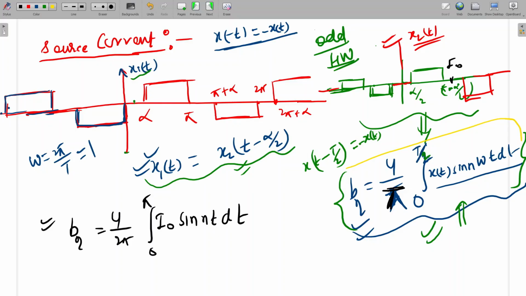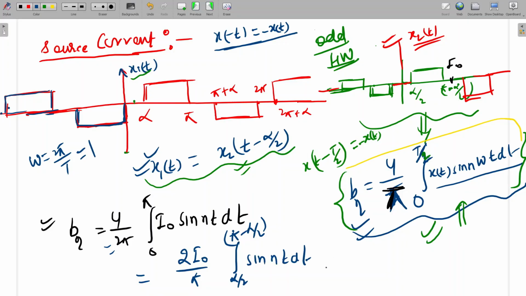Okay, so a final formula we can derive easily. This is the Bn integral, from 0 to pi. So 2 I naught by pi, here we can write, and the integral will be from alpha by 2 to pi minus alpha by 2 of sin nt dt.